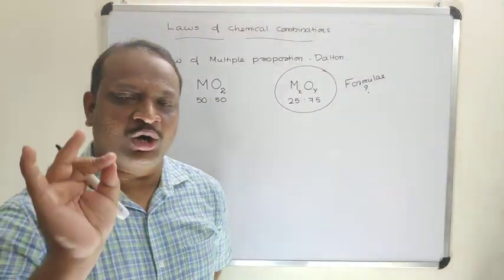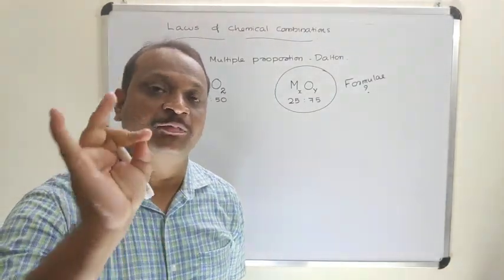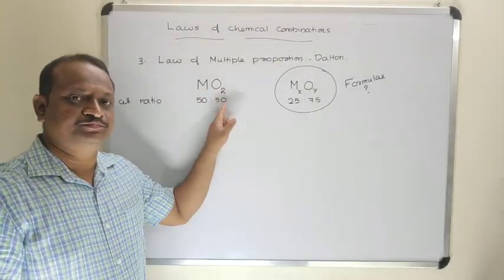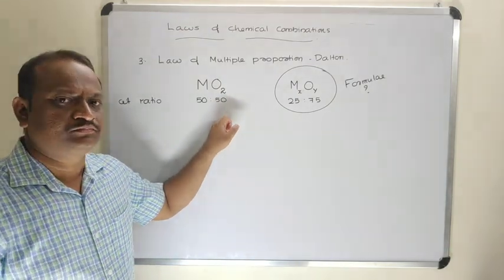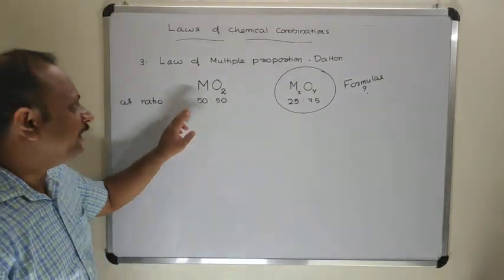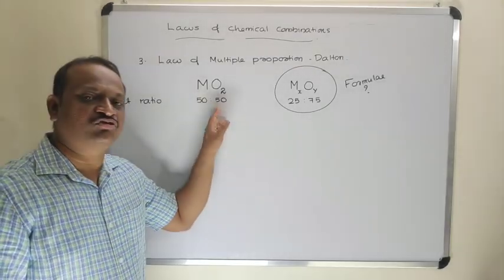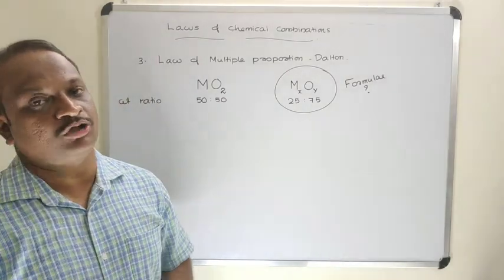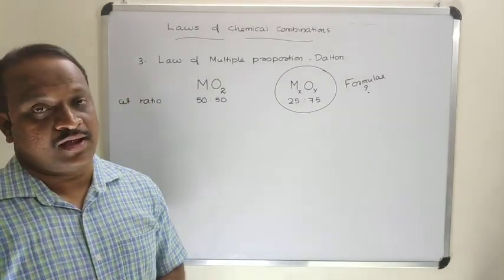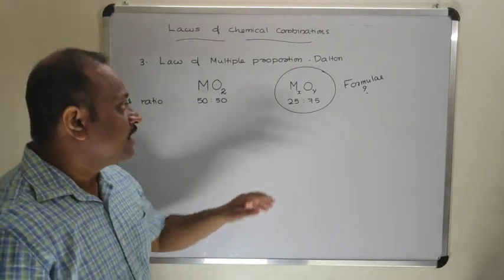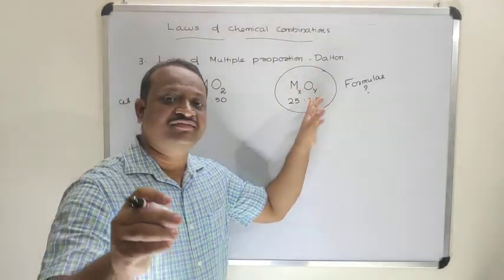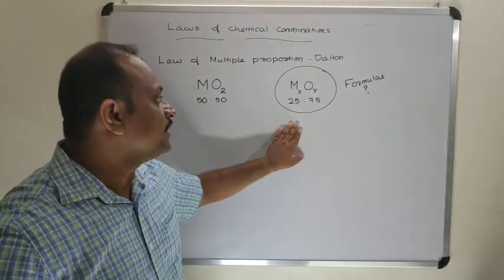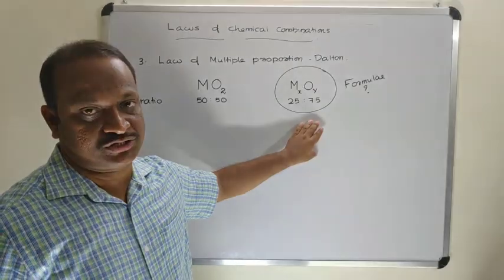So let's see one of the examples for law of definite proportion. See, I had given a compound MO2. It's a metal oxide. And there we have a weight ratio 50 is to 50, or 50% metal and 50% oxygen. And we are given another metal oxide, MXOY. The percentage of metal right now is 25% and oxygen is 75%.